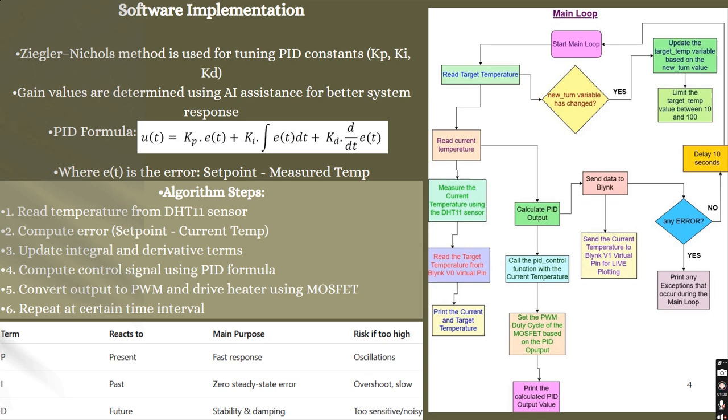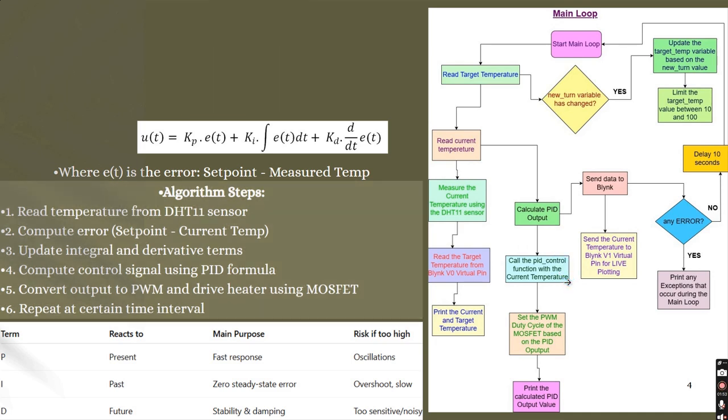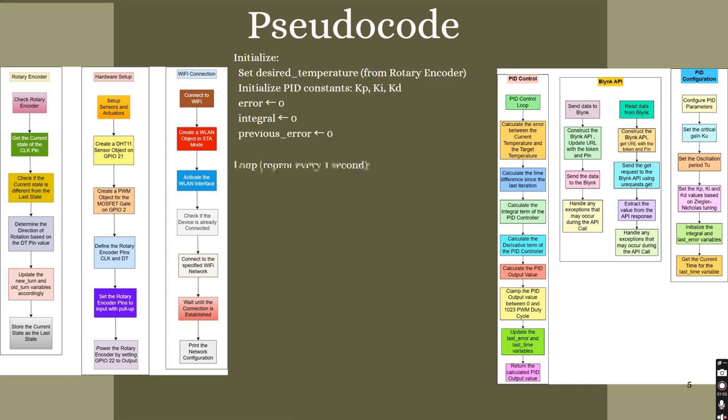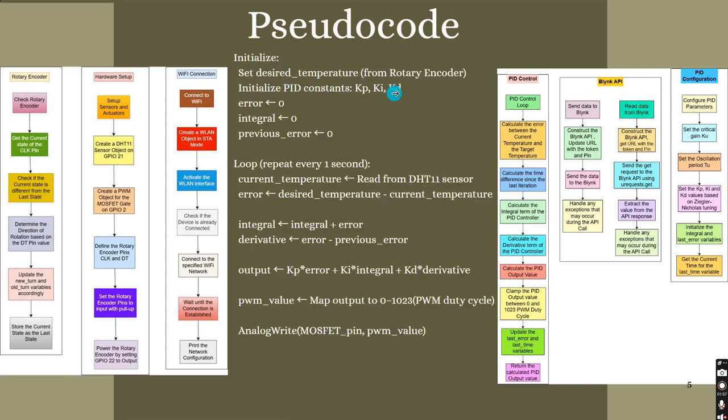Here is the flowchart of the main loop. The target temperature will be set by the rotary encoder or from Blynk. Then the PID signal will be calculated from the current temperature and that will be sent to Blynk for plot. Here is the pseudocode. All the values have been initialized here. The PID output will be mapped to 0 to 1023 to operate the MOSFET.